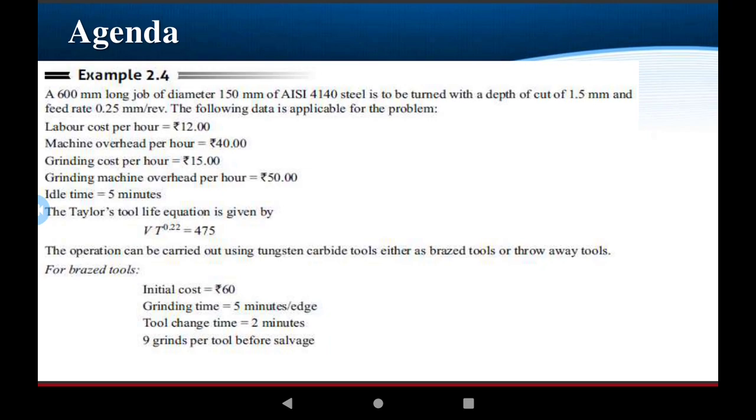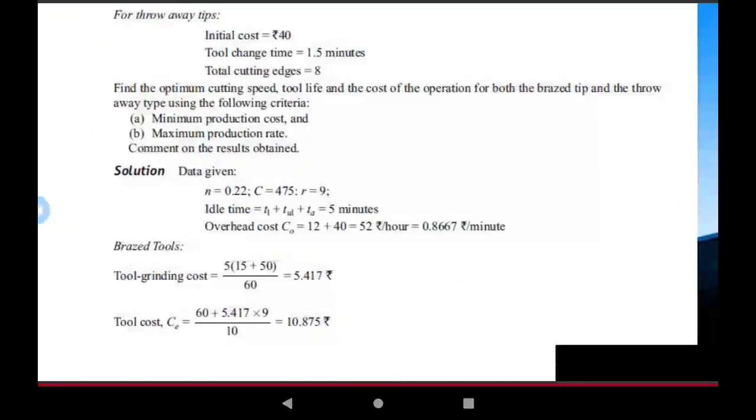All the values are given in this problem. For the other tool, initial cost is 440 rupees, tool change time is 1.5 minutes and the number of grinds is 8. Find the optimum cutting speed, tool life and cost of the operation for both types of tool tips using the following criteria: first, minimum production cost, and second, maximum production rate. Comment on the results obtained.